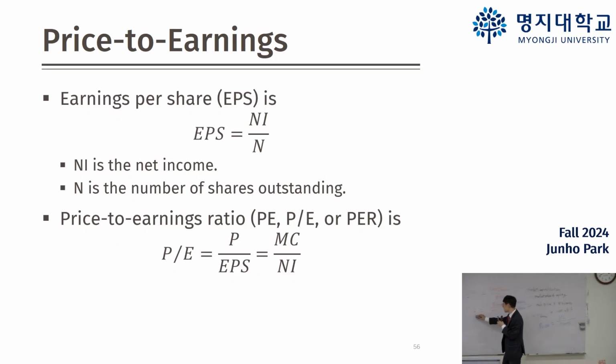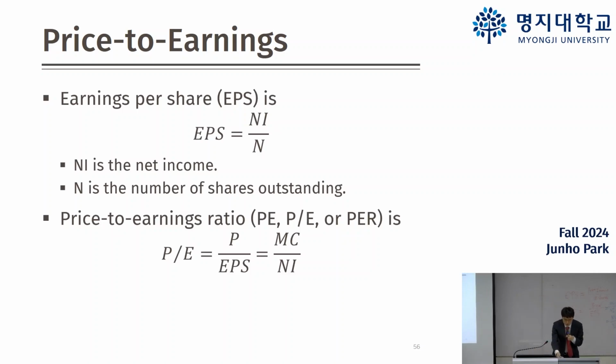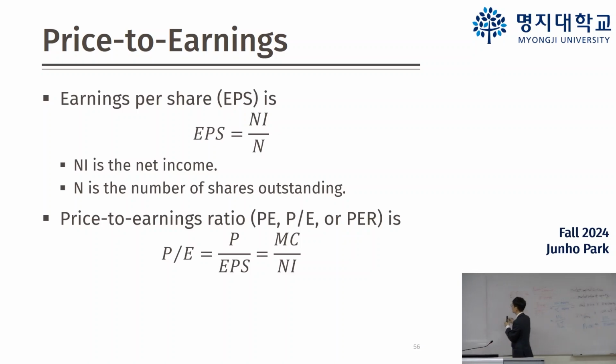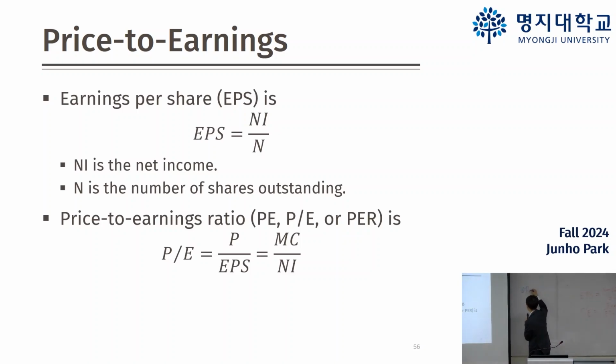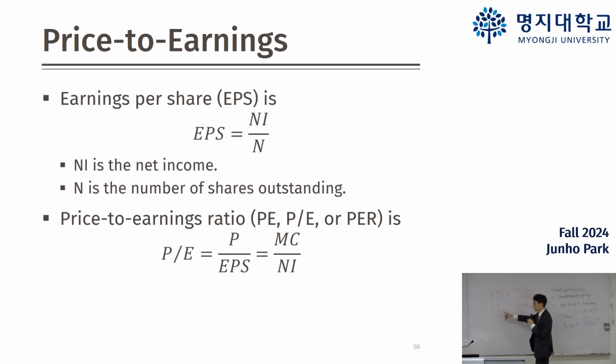Because the price to earnings is the price divided by EPS, reversely, if we want to know the price, it should be the PE ratio times EPS. The price equals PE times EPS. This is a very simple algebra. And the problem is, where do these numbers come from?